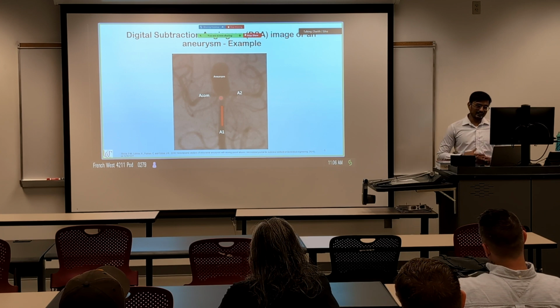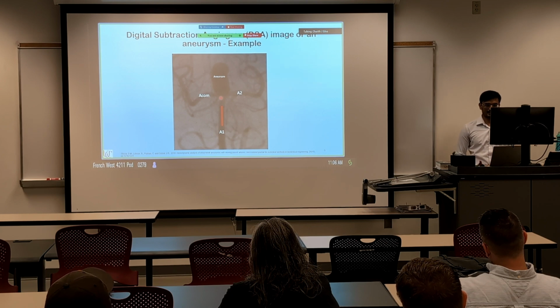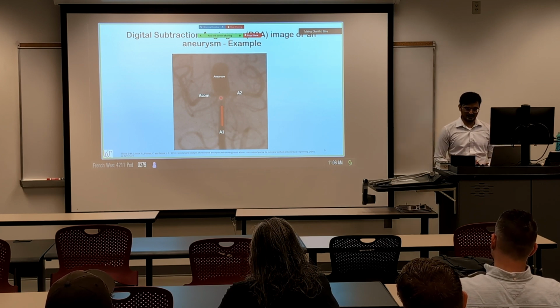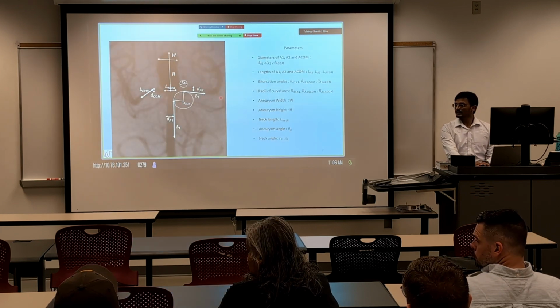Now, if we need to feed this structure into a computer system, we need to have a proper way to identify the key features of this aneurysm that are called parameters.